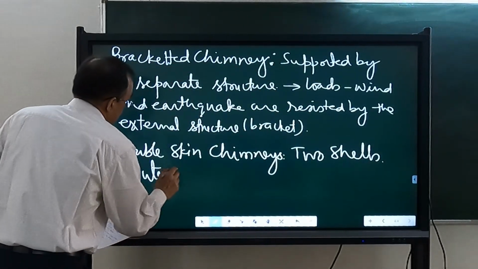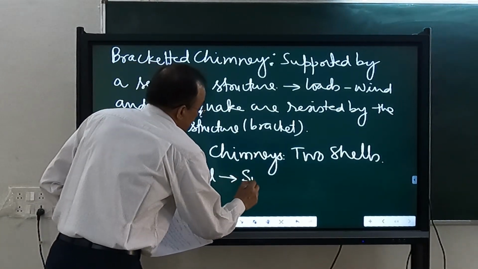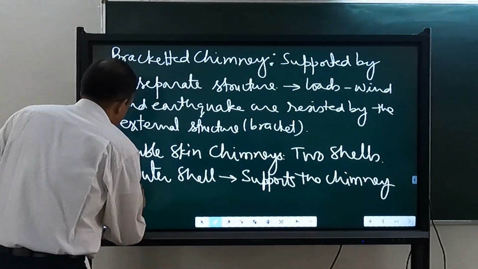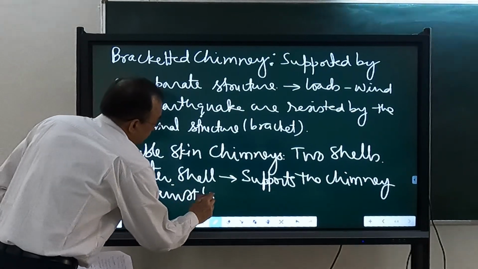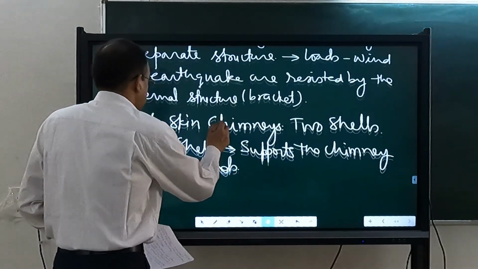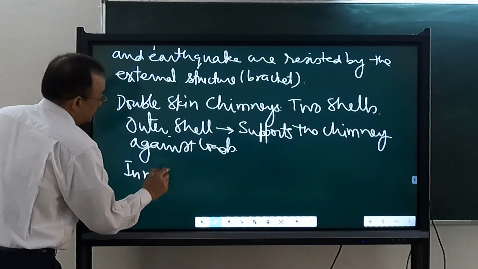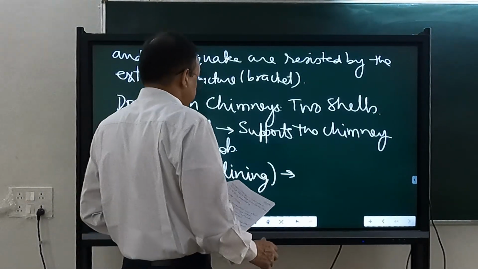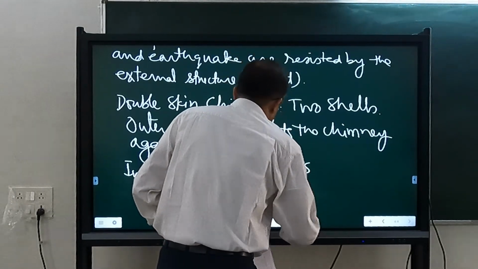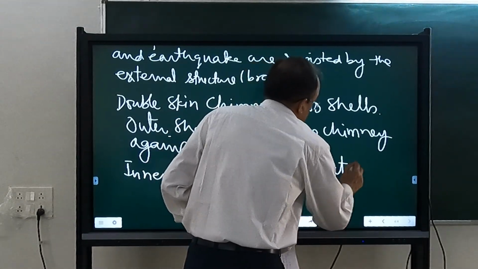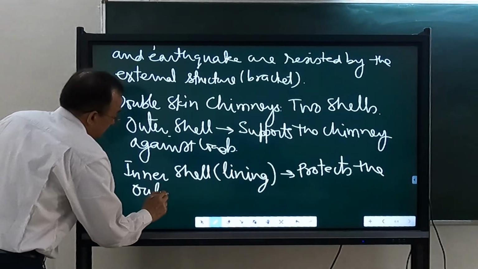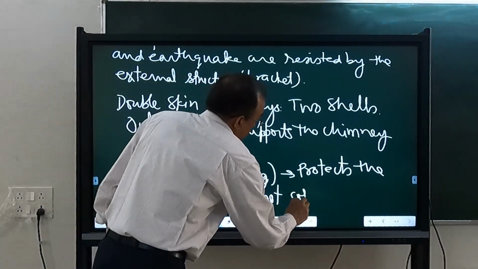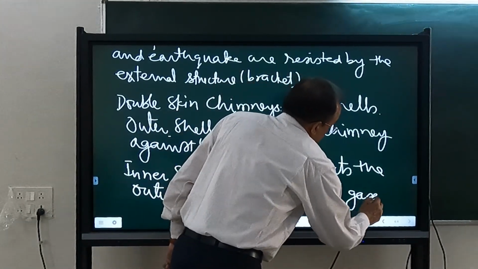Outer shell supports the chimney against loads, and the inner shell, which is also called lining, saves or protects the outer shell from hot corrosive gases.